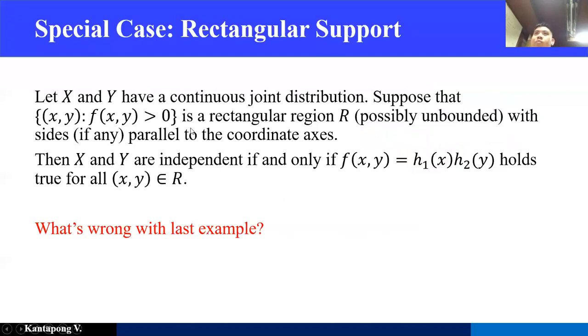And for the special case, for the rectangular support, X and Y have a joint distribution. Suppose that this support is a rectangular region parallel to the coordinate axes. X and Y are independent if and only if f of x, y is equal to h1(x) times h2(y), and this holds true for all x, y in R. For x, y in the support, it holds true; for the outside, it doesn't matter. So in the last example, since the support is a circle, we cannot use this property.